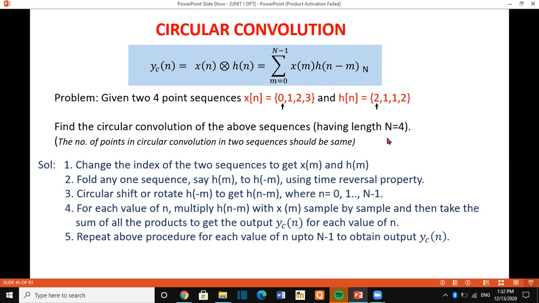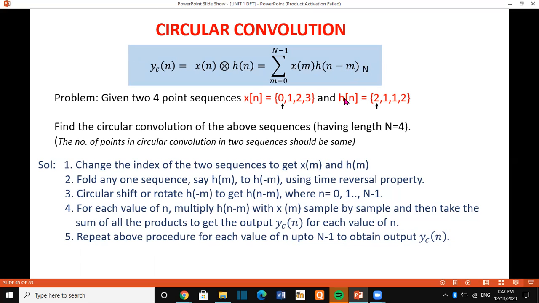You must also be aware that in circular convolution, the length of the two sequences has to be necessarily the same, unlike the linear convolution where the two sequence lengths can be different or arbitrary. So in circular convolution, it is important that the length of the two sequences should be the same. Now, how to find the circular convolution? From this definition itself, we are going to find the circular convolution.